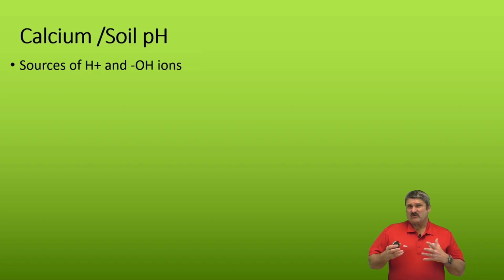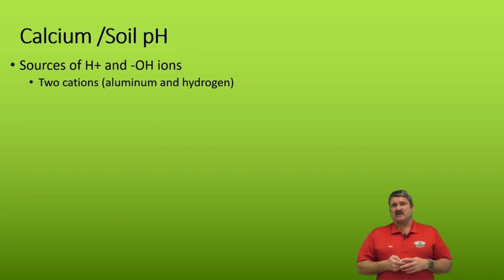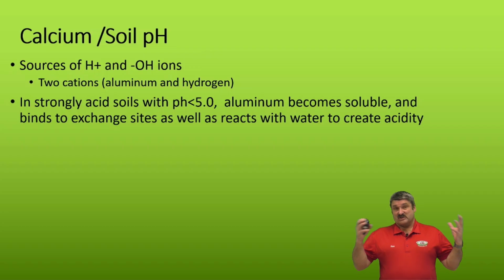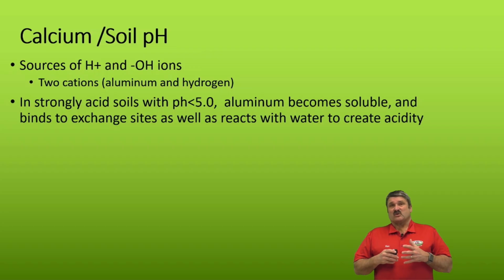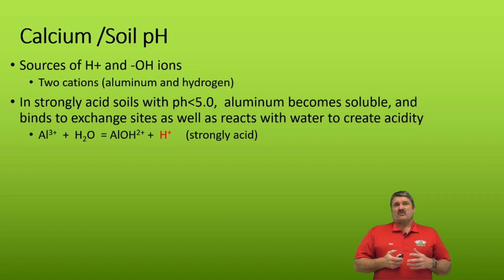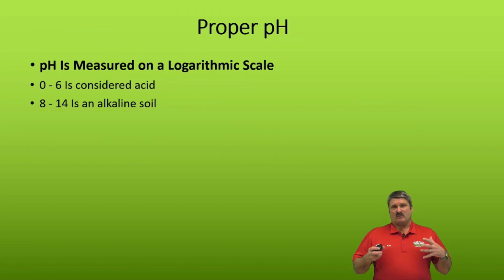Now, sources of hydrogen and hydroxyl ions are going to come a lot of different ways. Hydrogen is going to be a byproduct of aluminum out there as well. In strong acidic soils with pHs below 5, aluminum becomes soluble and it binds to the exchange sites as well, and it creates acidity. So when we talk about hydrogen, we should add aluminum in there a little bit as well. We're looking at the 2 of them, both of those being what we consider acidic. So we can have a strong acidic and moderate acidic out there in the soil.